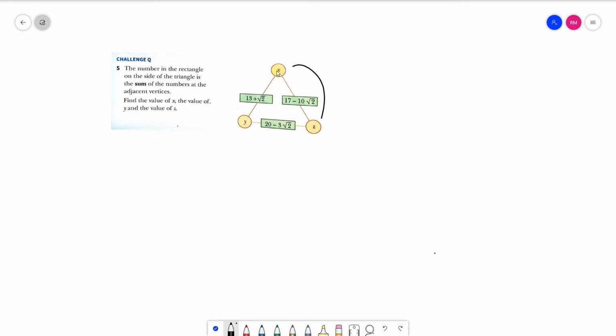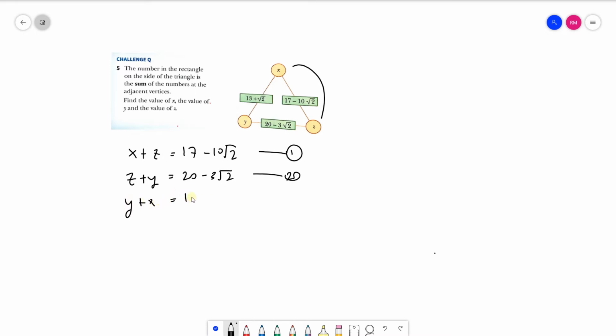So first, let's add x and z. We will get 17 minus 10 surd 2. This is equation number 1. Now let's add z and y. If we add z plus y, we will get 20 minus 3 surd 2. Next, if we add y plus x, we will get 13 plus surd 2. So we have three equations with three unknowns, correct? We have x, y, and z.